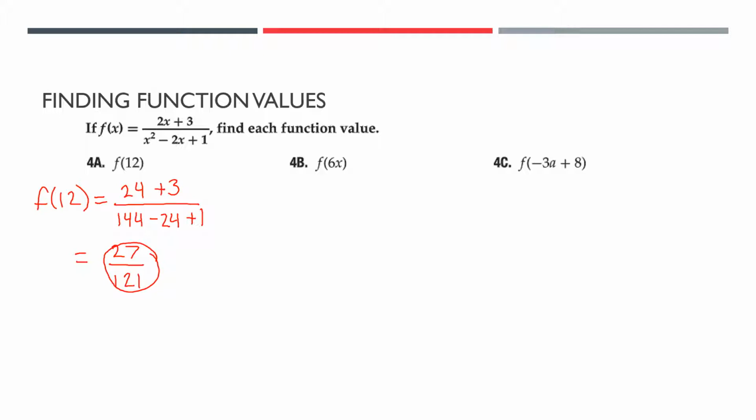Here, I'm simply plugging a 6x in. So f of 6x. Now, when I plug it into this location, I'm going to have 2 times 6x. That's going to give me 12x, plus 3, all over x squared. I'm going to square both of these things, and so I'm going to get 36x squared.